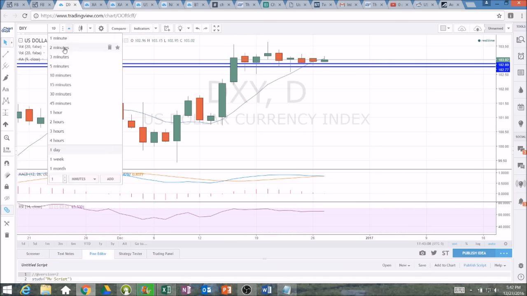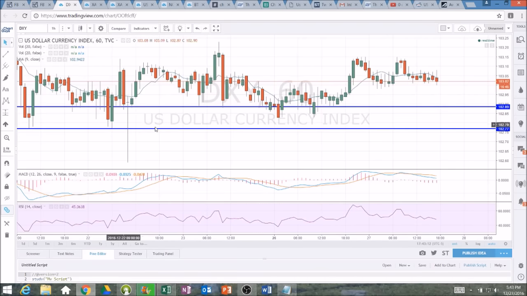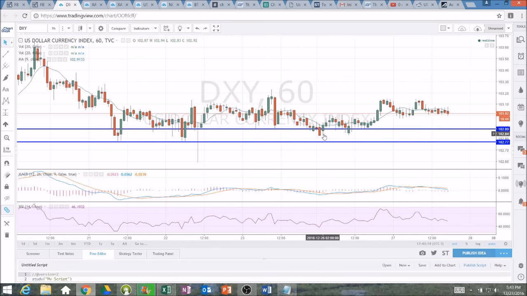So the hourly time frame, the key support I'm watching here, key short term, is this base that's being built down here, 102.77. We also have some higher lows up here, 102.83. So watching those two levels, which aren't really in question of being lost at this point.